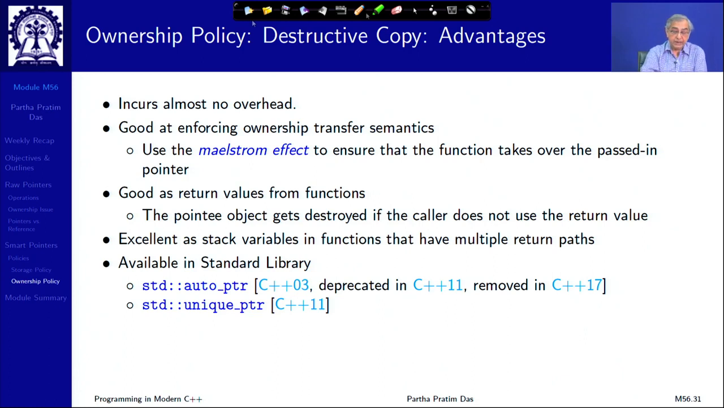And in terms of standard library support, C++03 had only one type of smart pointer, and that was this destructive copy. It was known as auto_ptr, but it was deprecated in C++11, and it has been removed from C++17. From C++17, if you have auto_ptr in your code, the code will simply not compile. And now, what you have in place is unique_ptr. We will talk more about that later.